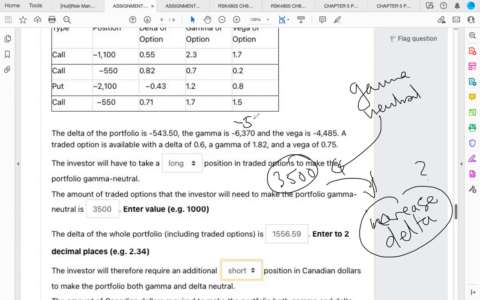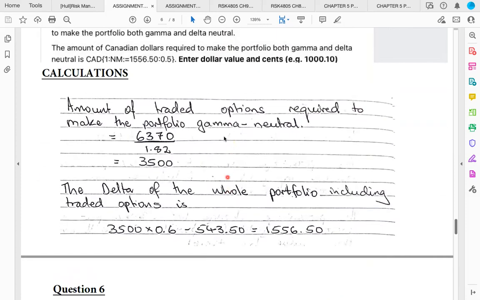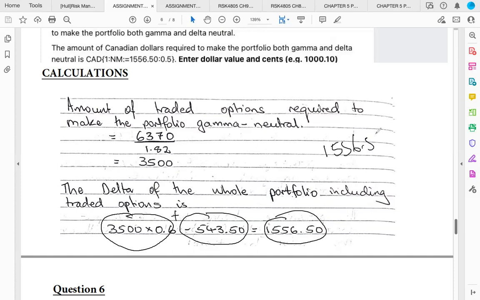Currently our delta is minus 543.50. But now by putting in these 3,500 options, it's going to increase our delta. So the delta of the whole portfolio, including the traded options, is going to go up. Currently, it's minus 543.50. But then including these traded options is going to increase the delta. So the delta of the portfolio is now going to be 1,556.50. And then it's going to be a positive delta. So we're now going to have a problem here. Our delta is going to increase significantly.